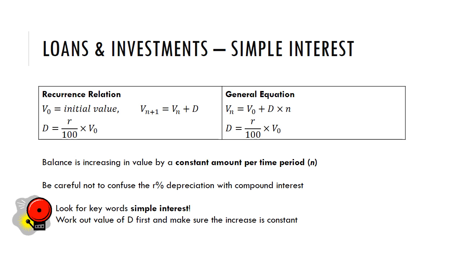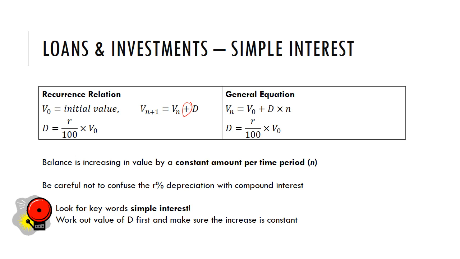With our simple interest, our recurrence relation looks very similar to depreciation with flat rate, except for one key thing. We're now adding on our constant amount. So whether it is an investment where you're putting money in the bank and earning interest on it, or it's a loan and the bank is charging you interest, either way, the value is increasing. And so it's increasing by a constant amount.